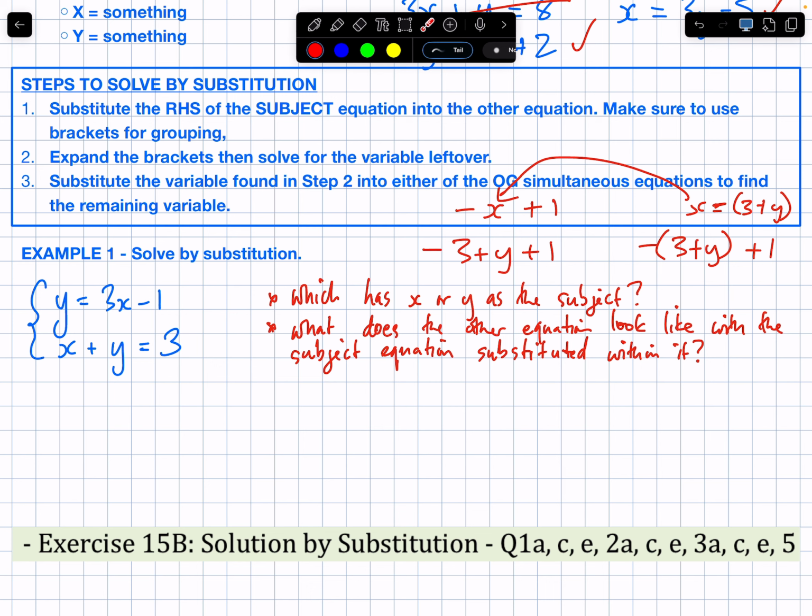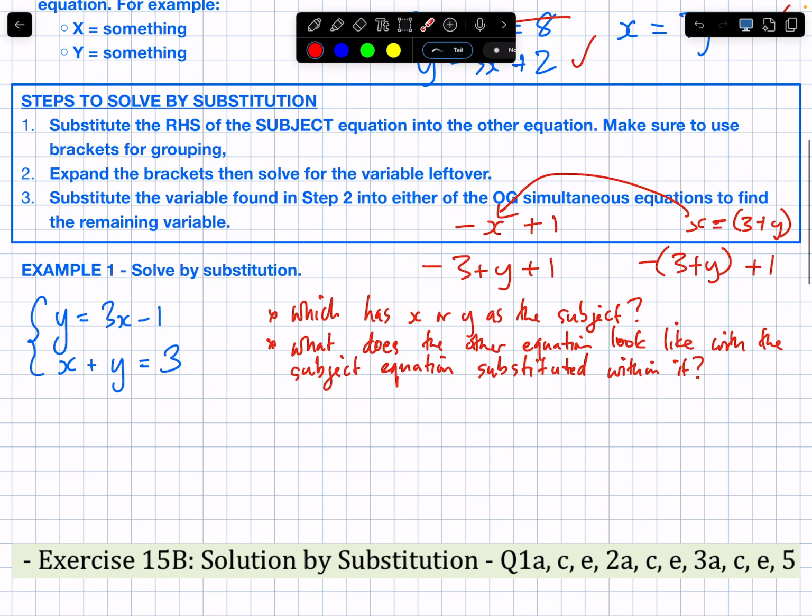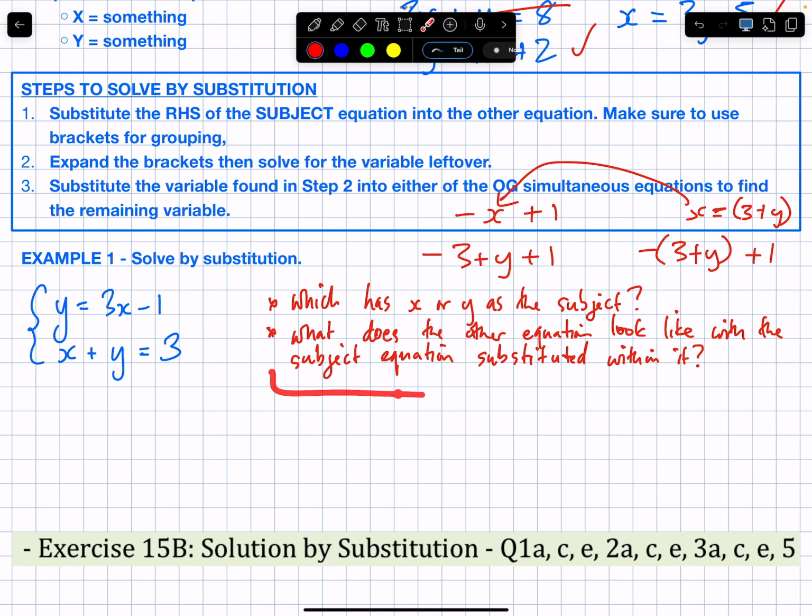So what am I thinking first? Which one of these has x or y as the subject? The top one or the bottom one? Top, because it says y is equal to something. So, second step. What does the other equation look like with the subject substituted into it?